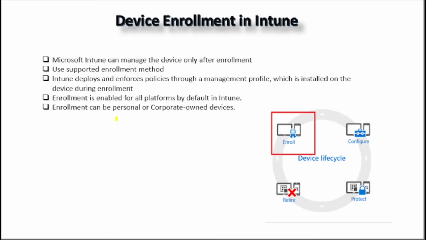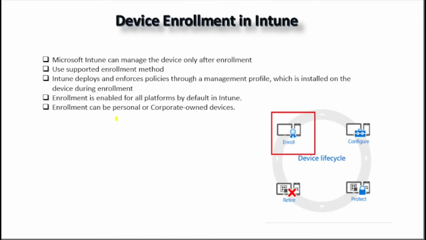So now let's start with a question: what is device enrollment in Intune? In the last module we talked about the device management lifecycle, which starts from enrolling a device and then configuring a device. After that we need to protect a device, could be using a conditional access or app protection policy, and once the device reaches the end of life, we need to retire it. So device enrollment is the very first step, so that we as an admin can manage the device through Intune.